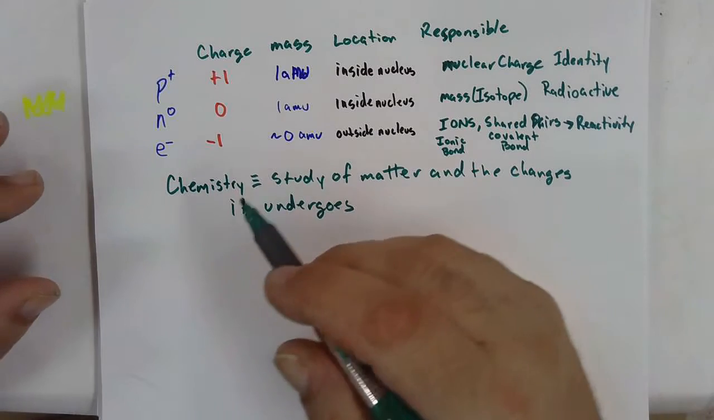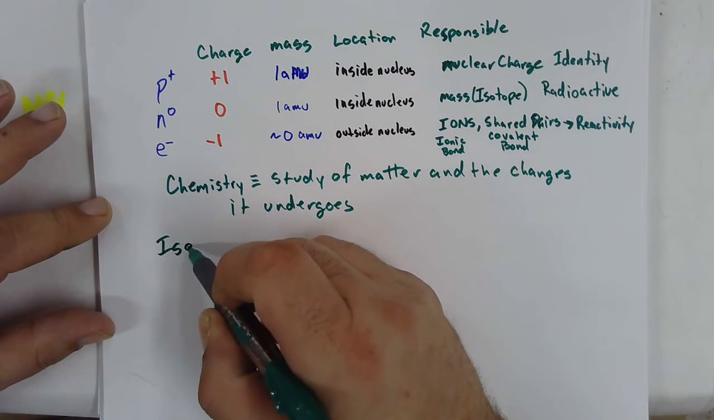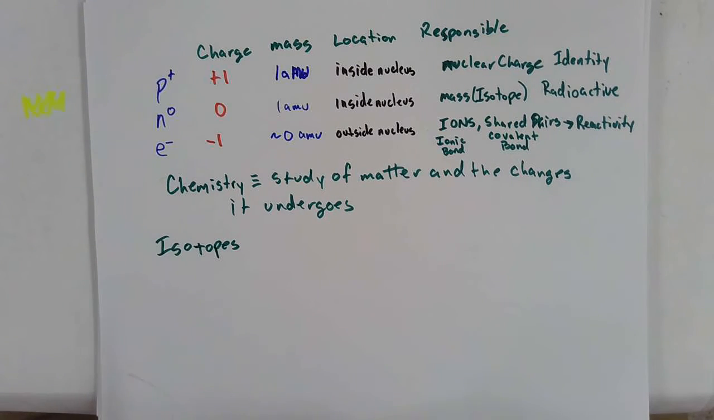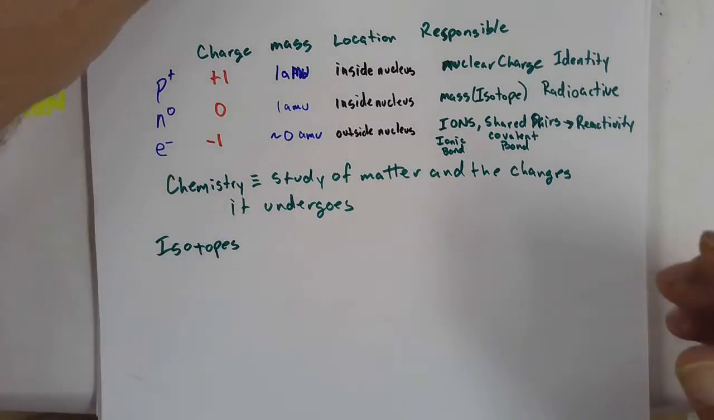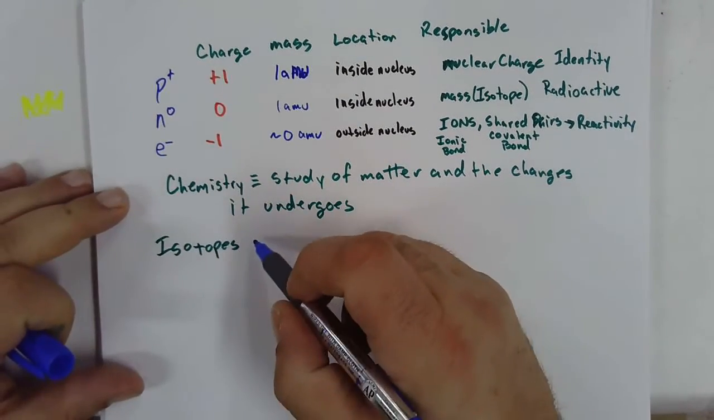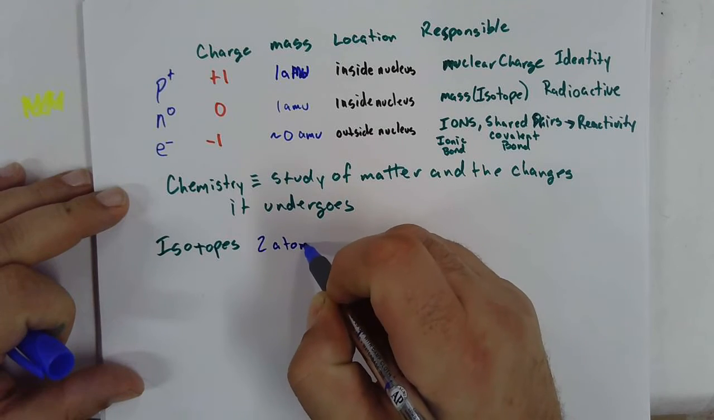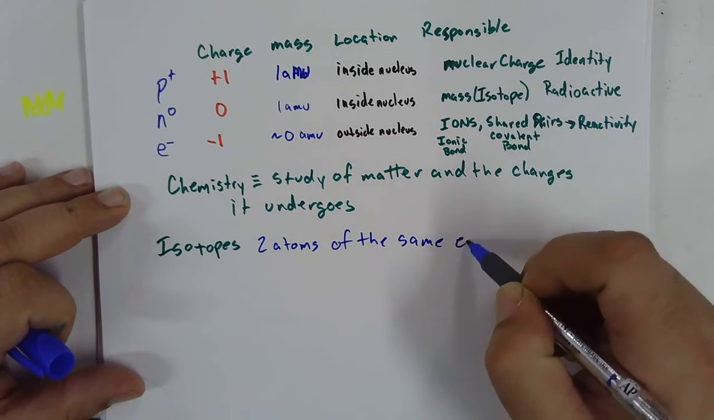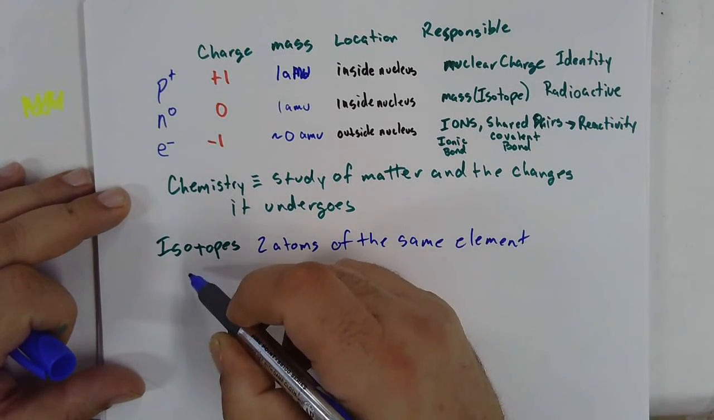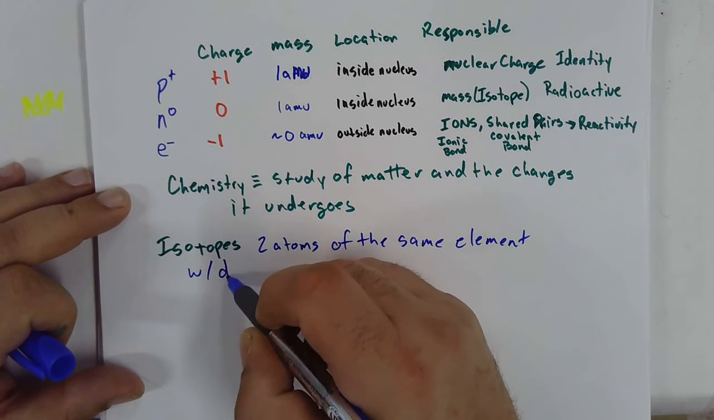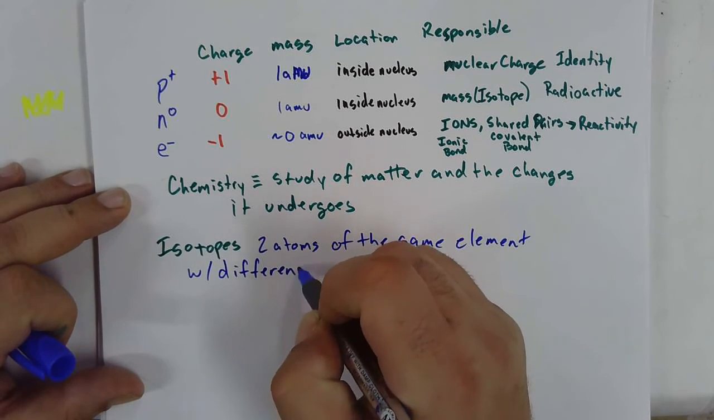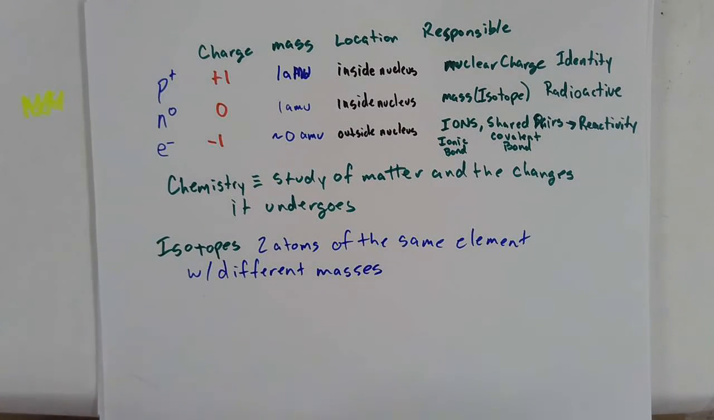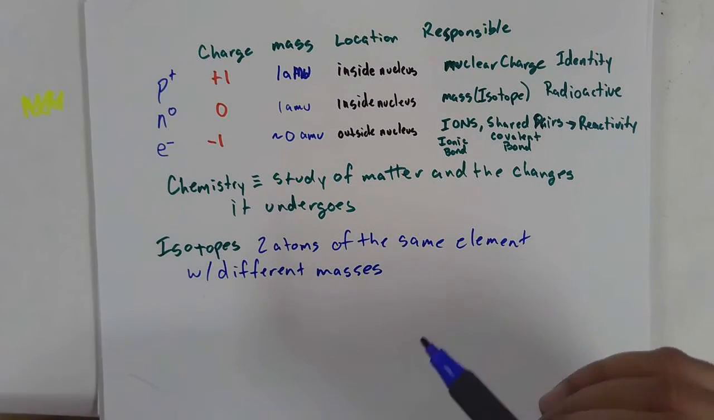All right, let us talk about isotopes. What exactly is an isotope? An isotope is when you have two atoms of the same element with different masses. Two atoms of the same element with different masses.